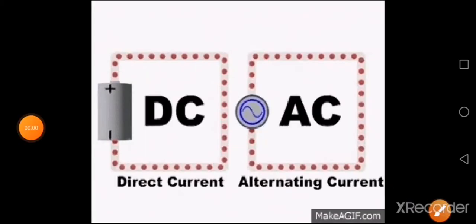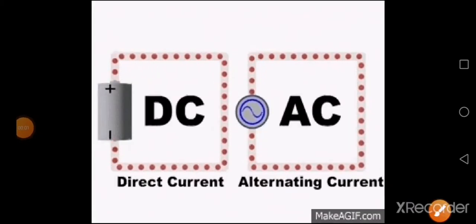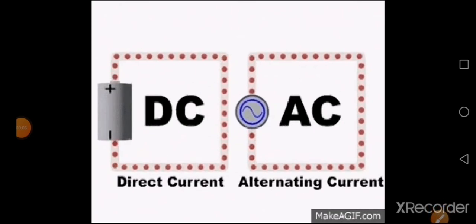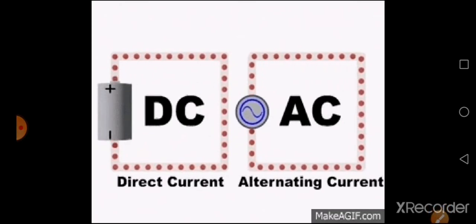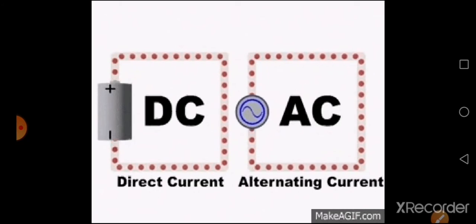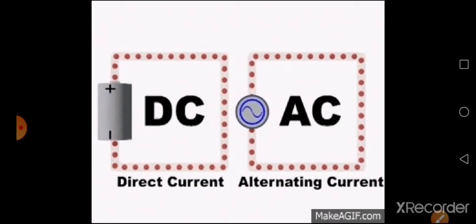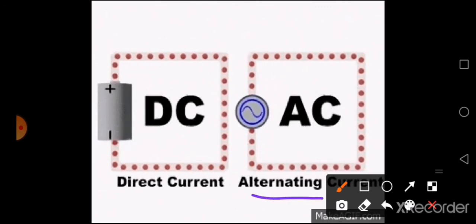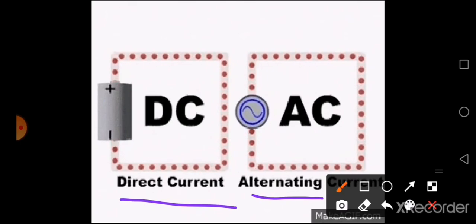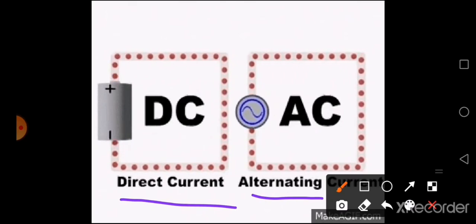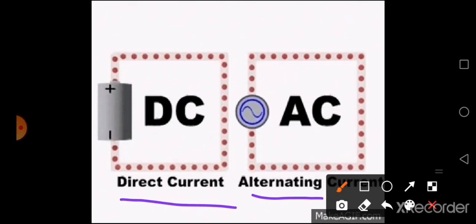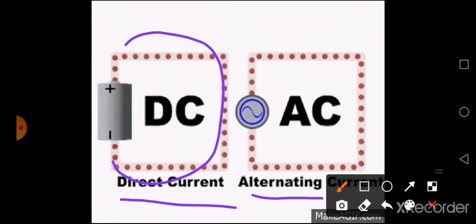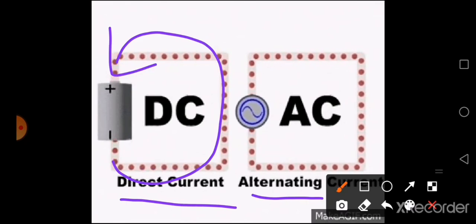Before going into the electrical symbols, you should be very clear that there are mainly two sources of electric current, AC sources and DC sources. AC stands for alternating current and DC stands for direct current. It is well demonstrated on the screen. Direct current is a current which flows only in a single direction, you can see it here. But AC current keeps on fluctuating.